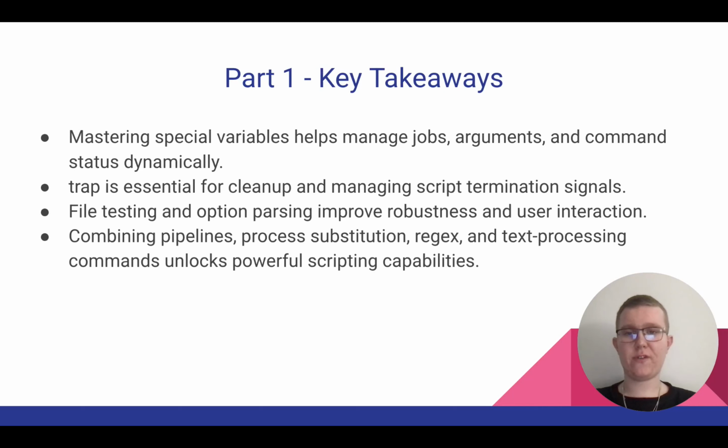We first looked at special variables, which help us manage jobs, arguments, and command status dynamically. Trap is essential for cleanup and managing script termination signals. File testing and option parsing improve robustness in your interaction. And being able to combine pipelines, process substitution, regex, and text processing commands such as grep, sort, awk, and sed helps us unlock powerful scripting capabilities.